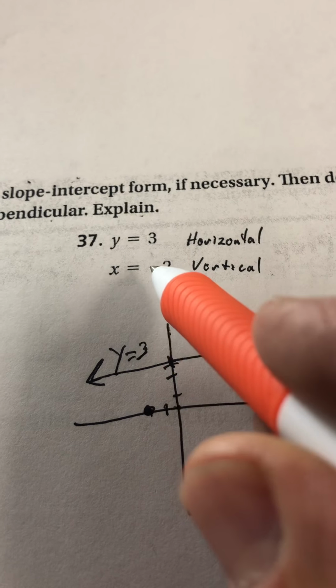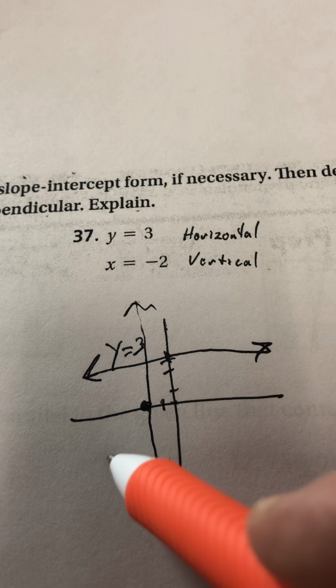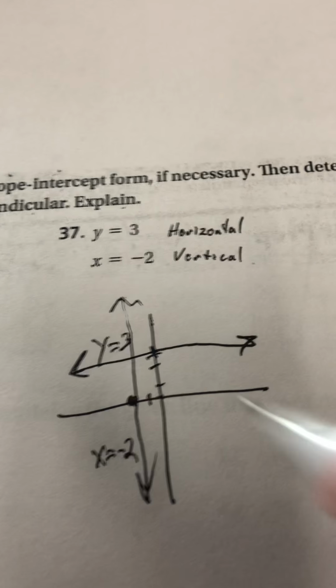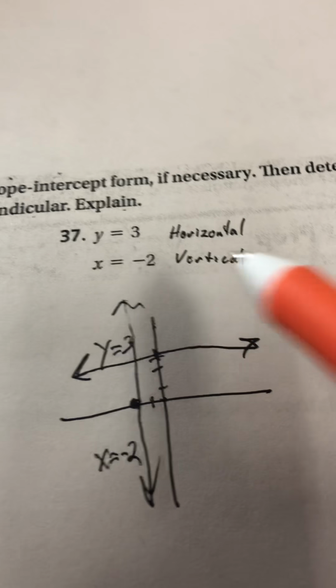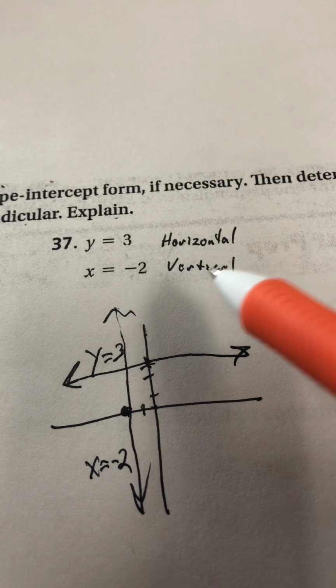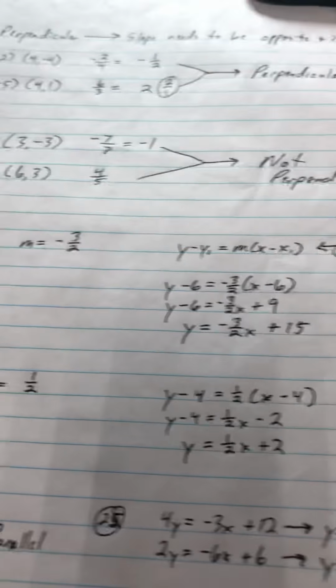This is a vertical line, so x equals -2. So obviously, yes, these are going to be perpendicular to one another, and your reasoning, because that's perfectly horizontal, that's perfectly vertical, so you're good to go. Hopefully this helps.